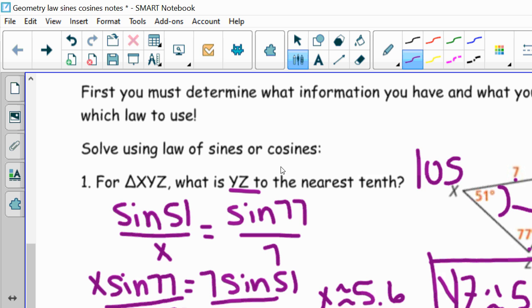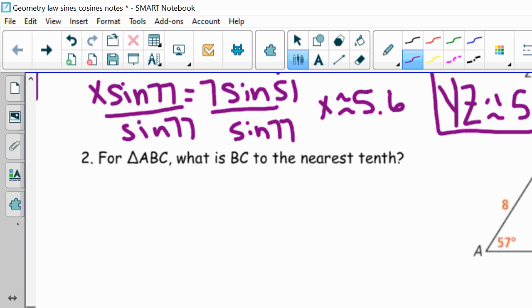All right, next one, number 2. Here it wants what is BC to the nearest tenth. So this is what I'm looking for. What do I have? I have two sides and one angle. What do I need? I need one side. On this one, if I only have one angle and I'm not trying to find an angle, then I cannot use law of sines. So this is going to be law of cosines.